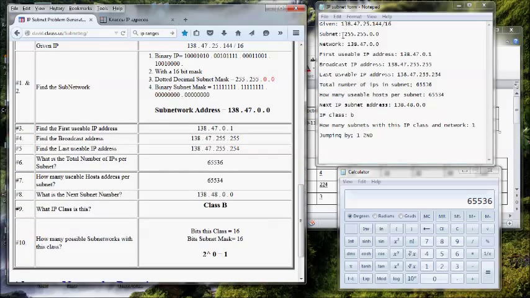Sure enough, the mask is 255.255.0.0. The IP network is 138.47.0.0 with .1 being the first usable. Then 255.255 and the last 2 octets for the broadcast, and 255.254 and the last 2 octets for the last usable IP. The 65536, 65534 for the total number of the usable, and then 138.48 is the next IP subnet. So there you go.